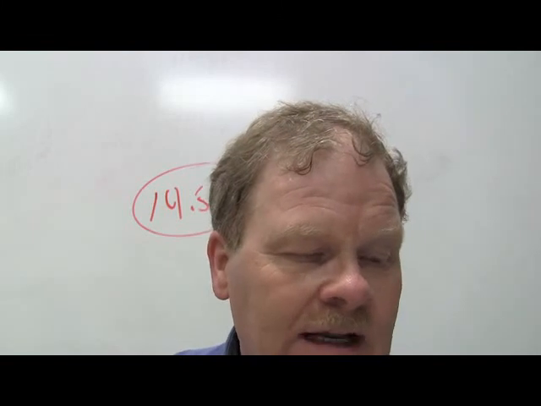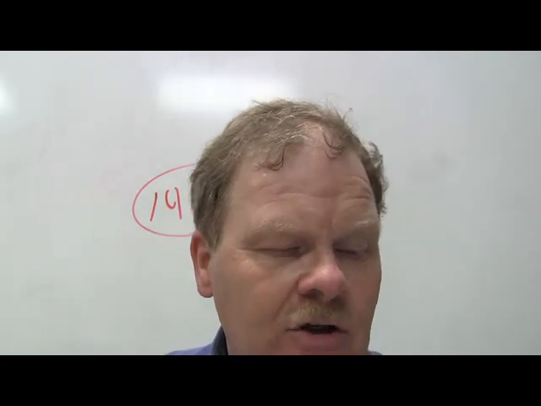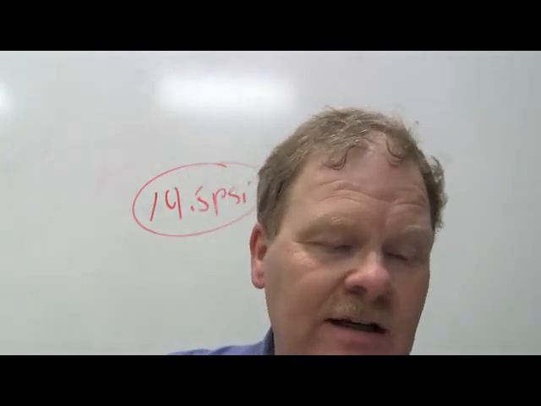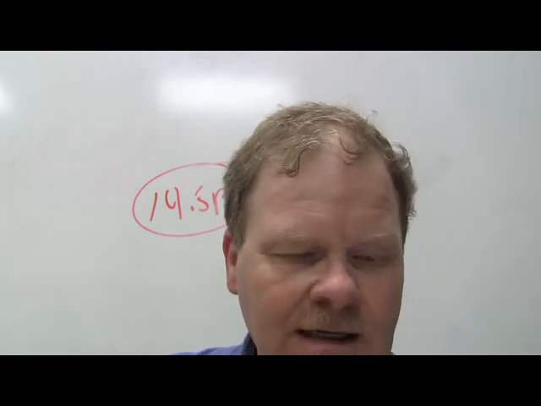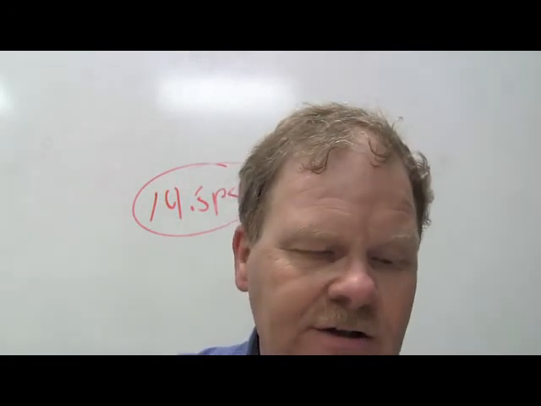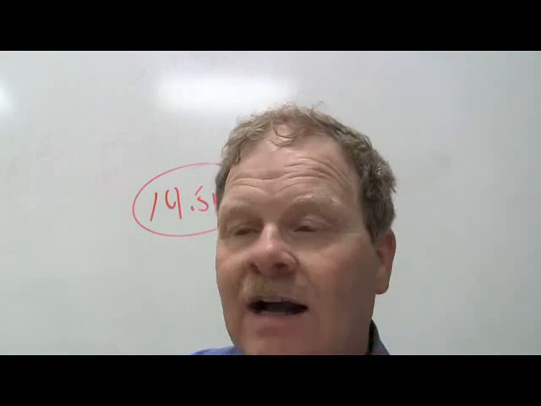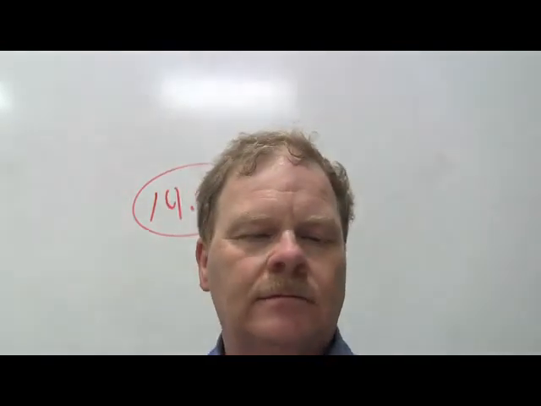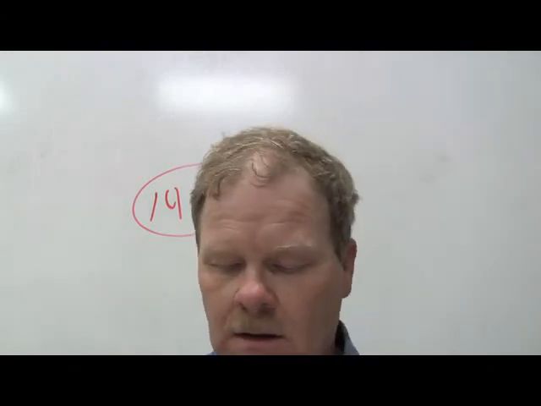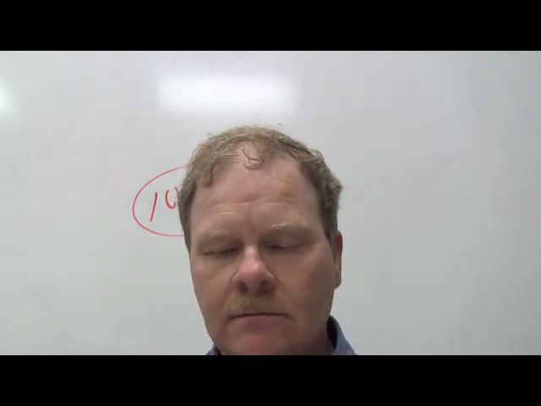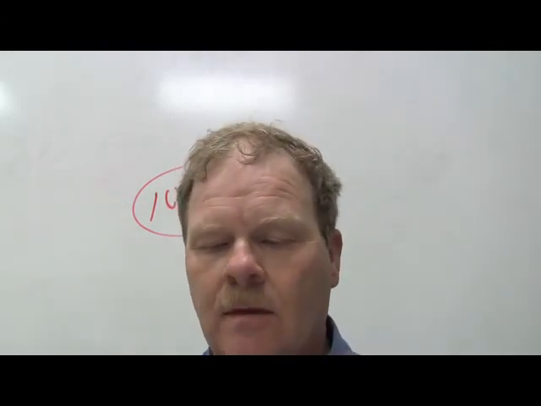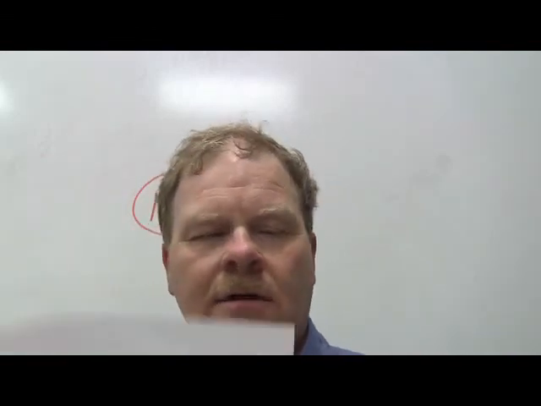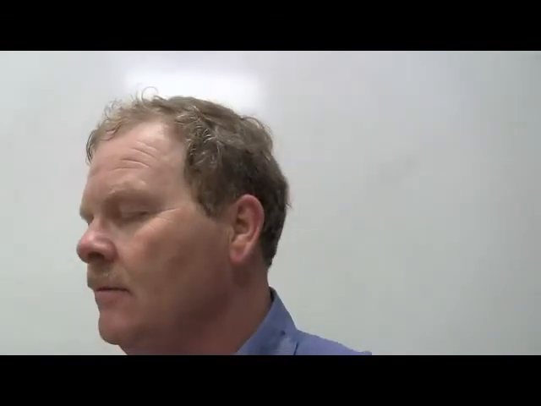And finally, 20. Technician A says atmospheric pressure at sea level is 14.7. Technician B says atmospheric pressure is constant regardless of altitude. That's A only. All right. Okay. That concludes heat and AC.